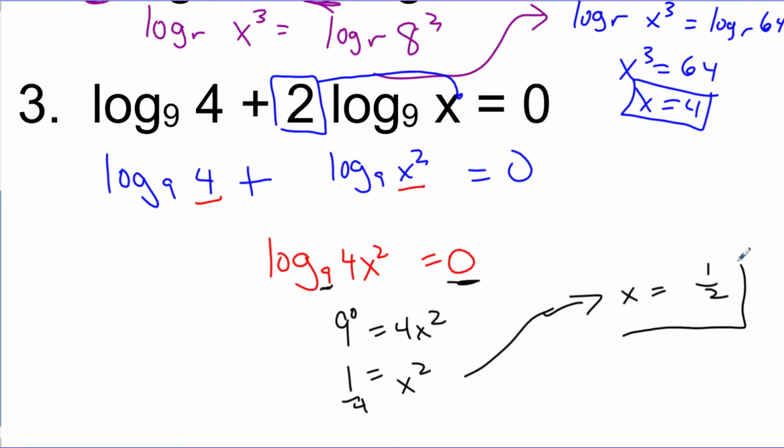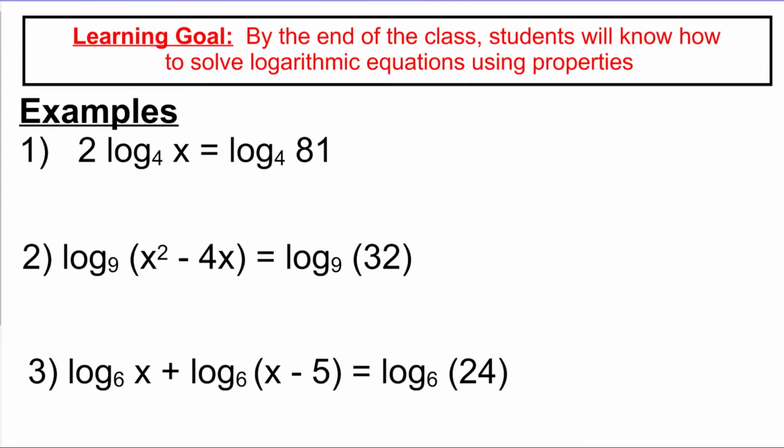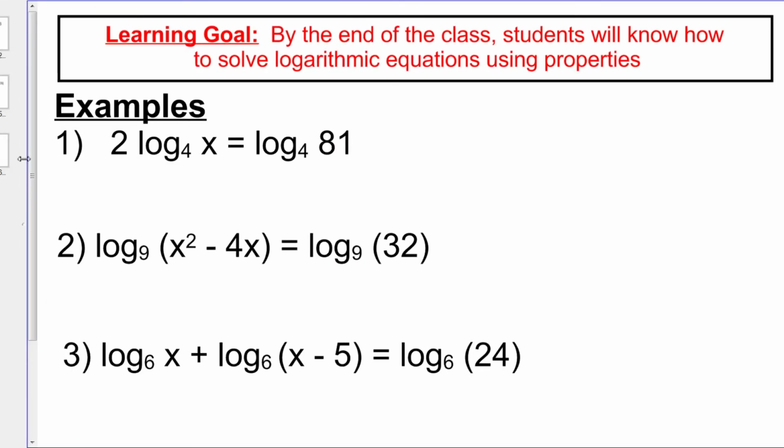There's only one valid solution for this one, and that is the 1/2. So we threw away the negative because that problem was extraneous. It made our problem have no solution. Okay. So here are just some final examples.